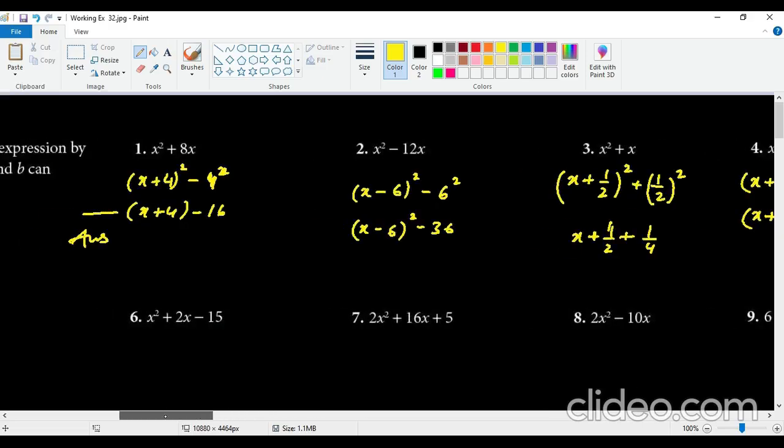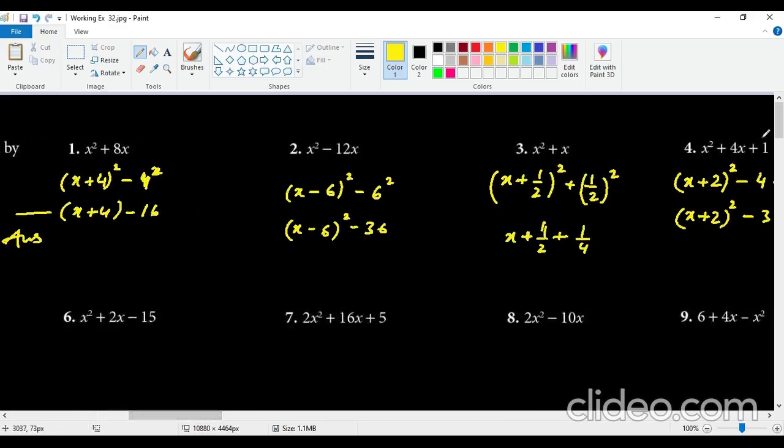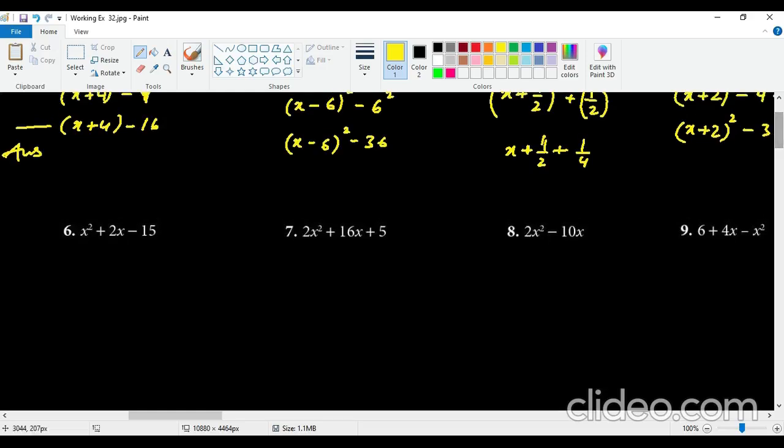Now in here, what you will do is just write x plus 1, because half of 2 is 1, whole square, minus 15 is already there, and then you just make it minus 1. Minus 1 square is minus 1. Now in here, it's going to be (x + 1) square minus 16. This is going to be your answer for this question.